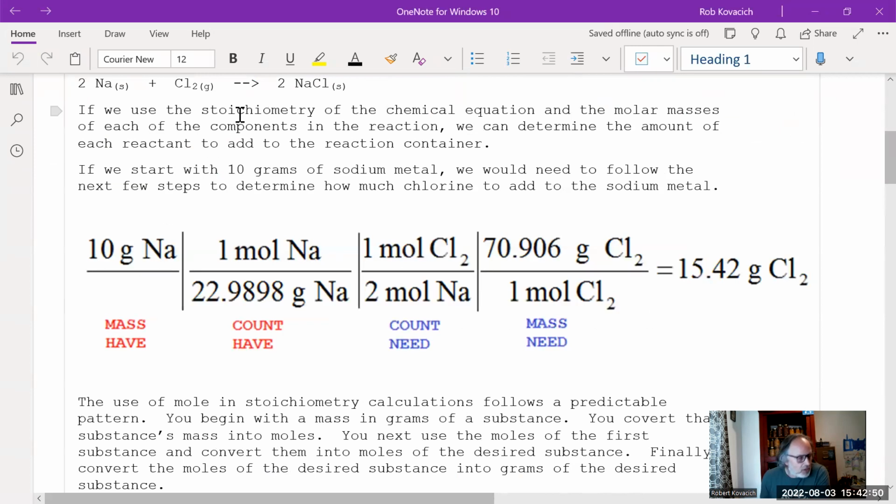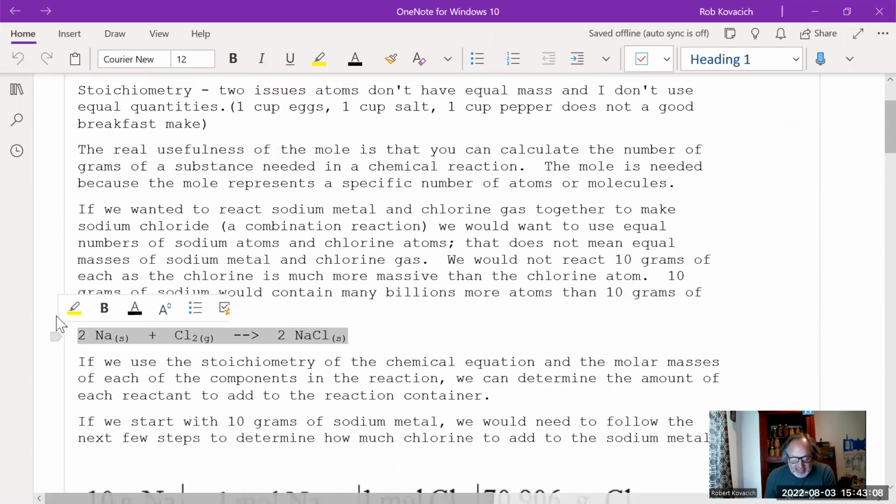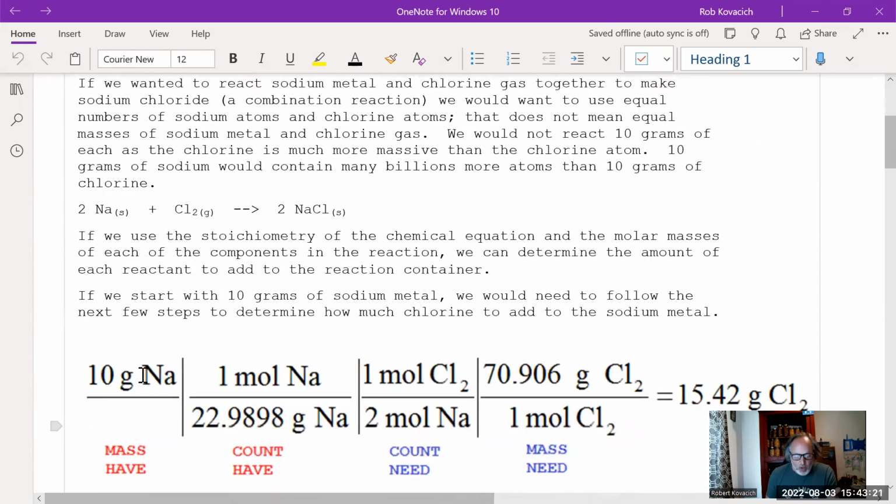All right, so I'm going to start upper left-hand corner with the amount of stuff that I'm starting with. And in this case, I'm starting with 10 grams of sodium metal. I don't care about the number of grams of sodium metal because this chemical reaction says nothing about grams. All it says is I need 2 Na to go with 1 Cl2. So I need 2 of those to go with 1 of those. So really what I need to know is how many atoms of sodium there are in 10 grams. And that's what we're doing here.